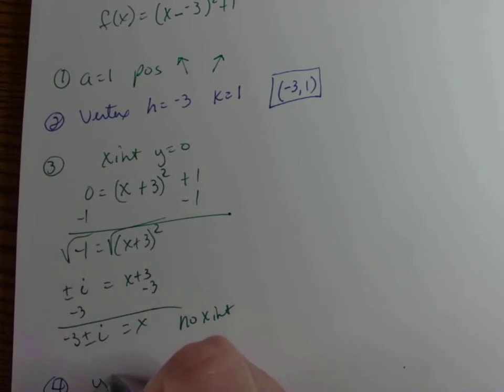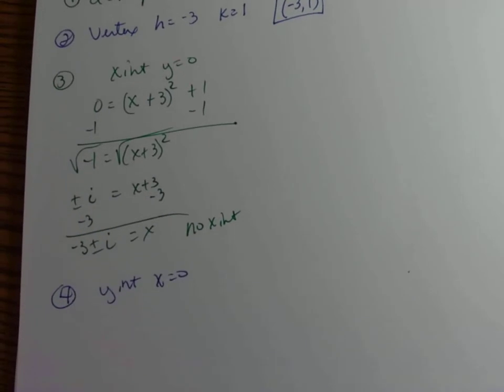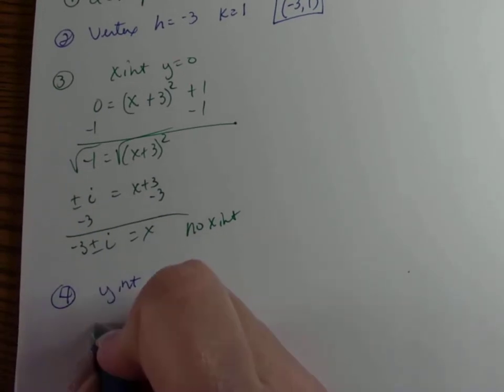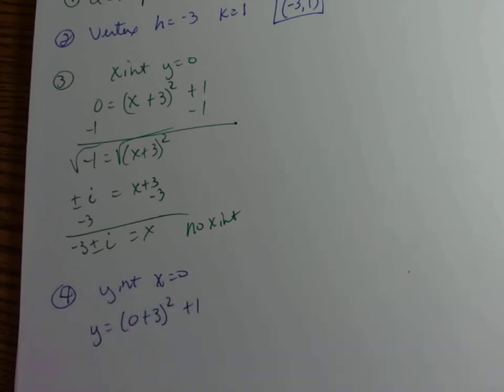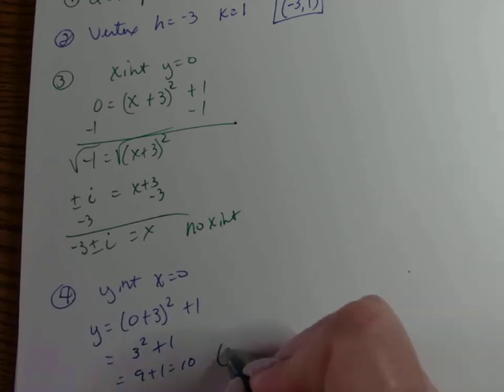All right, step 4 will be our y-intercept. And again, that's where we set x equal to 0. So we'll have y is equal to (0 plus 3) squared plus 1. So that'll get us 3 squared plus 1, which will be 9 plus 1, which equals 10. So our y-intercept will be (0, 10).